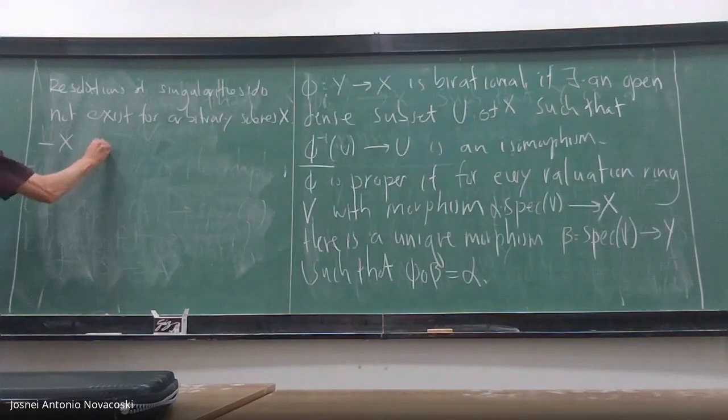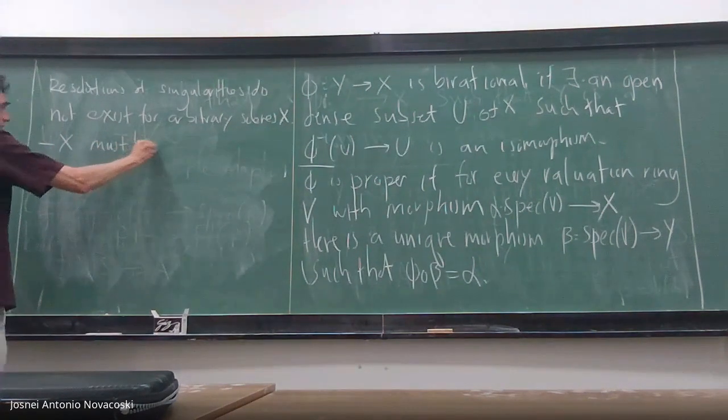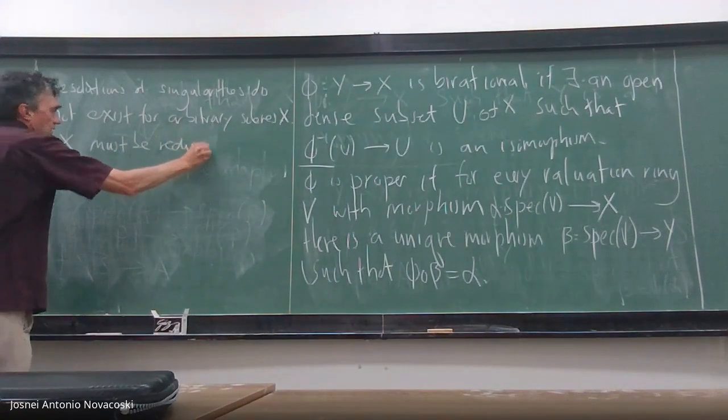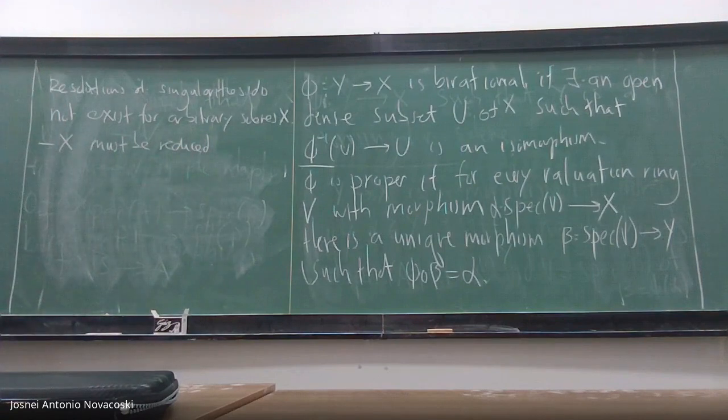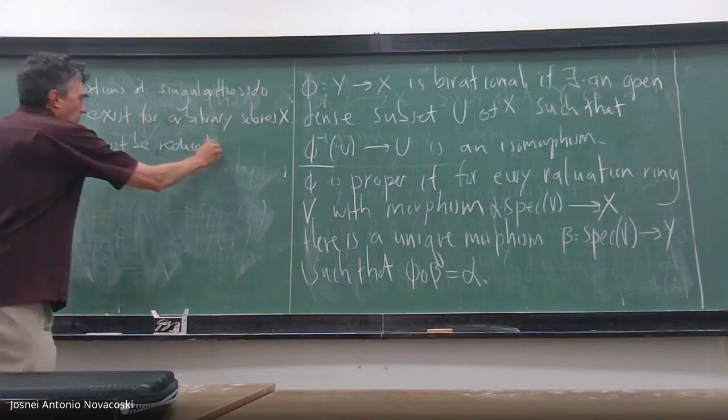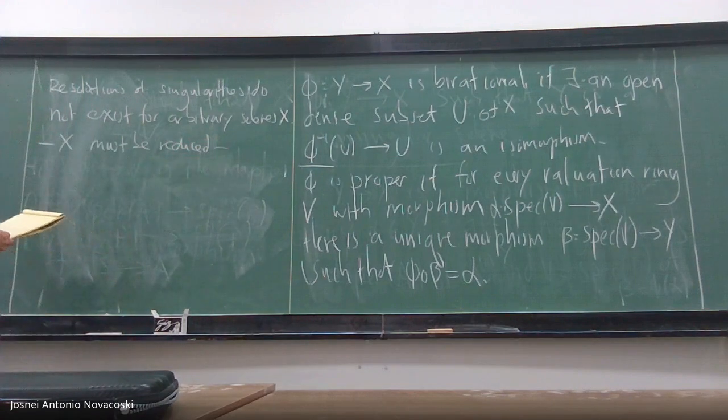X must be reduced, or at least generically reduced, which means that the structure sheaf of X has no nilpotents in it. And also there are more subtle examples.